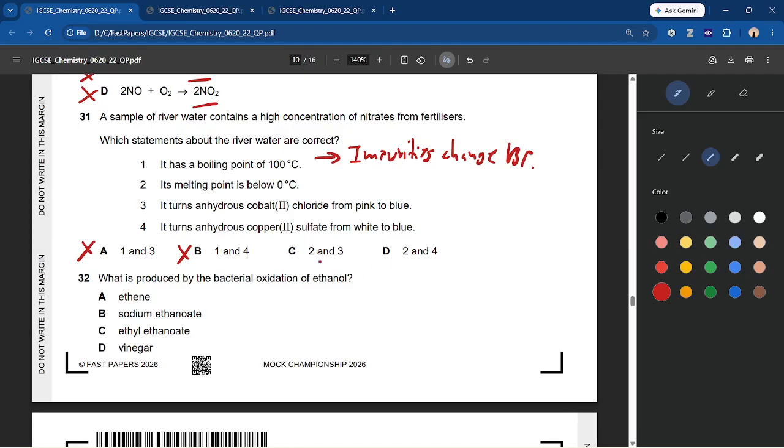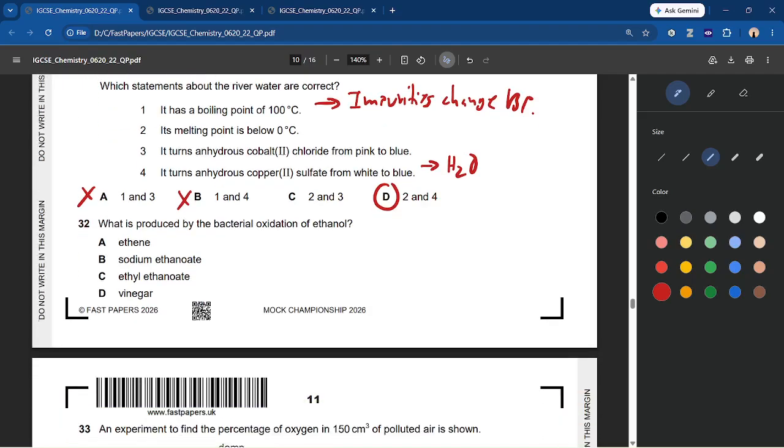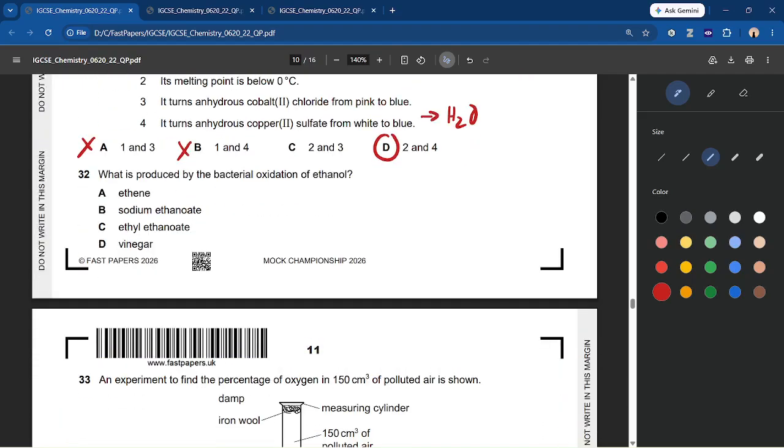Now, since 2 is in both of them, we're going to look at 3 and 4. It turns anhydrous cobalt chloride from pink to blue, and it turns anhydrous copper sulfate from white to blue. Because it's water, H2O turns anhydrous copper sulfate from white to blue. So this is correct, and so your answer is going to be D.